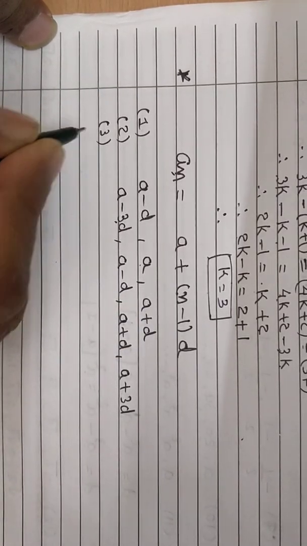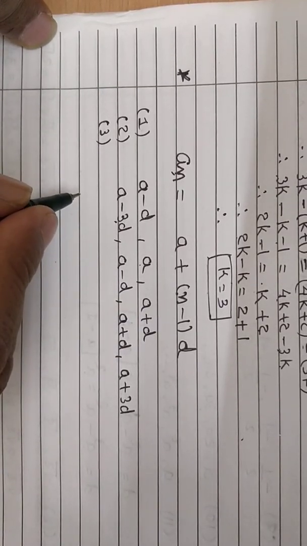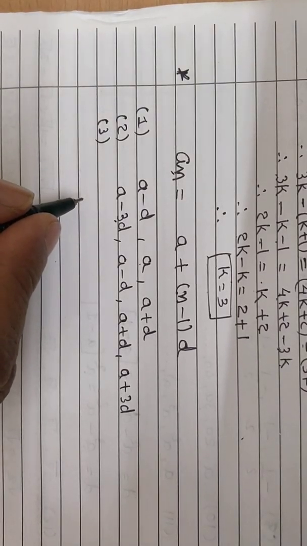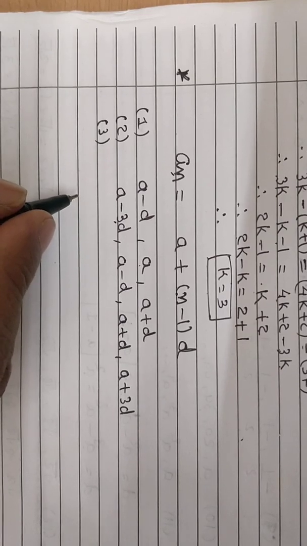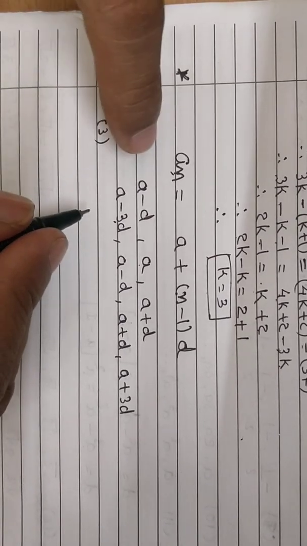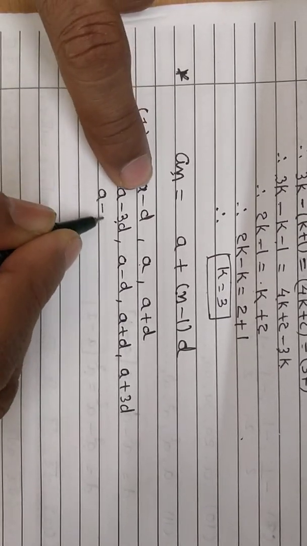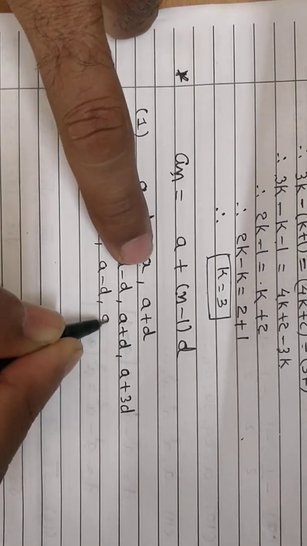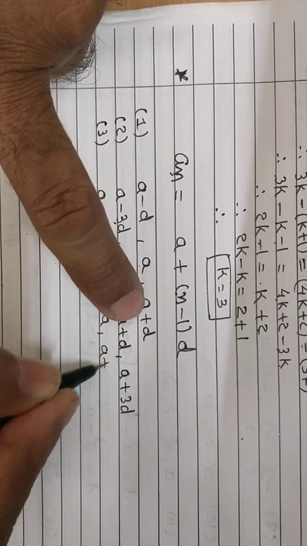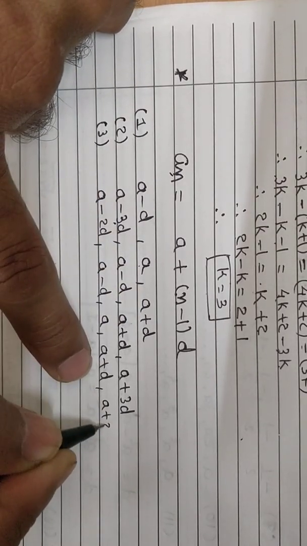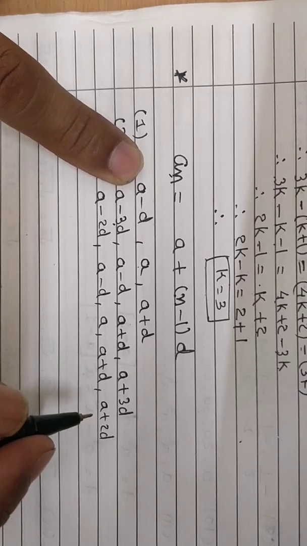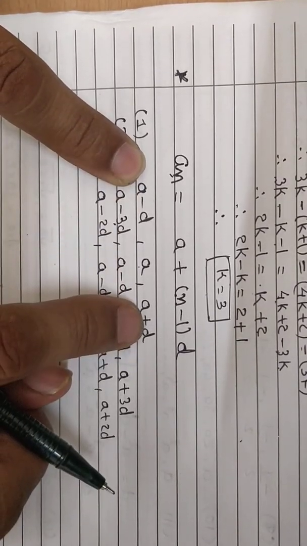And suppose 5 terms are in an AP. At that time we will suppose a minus 2d, a minus d, a, a plus d, and a plus 2d. I have added one term before this and one term after this.